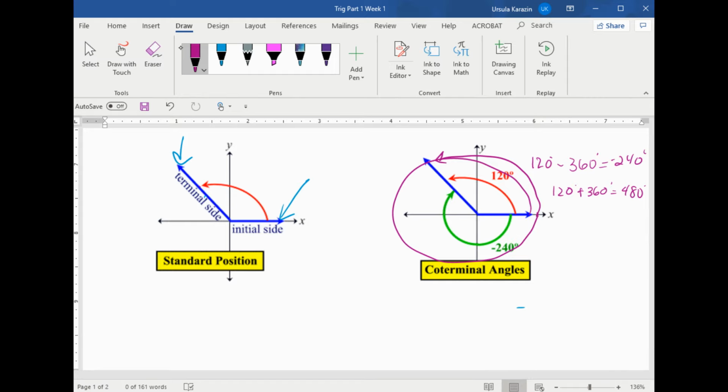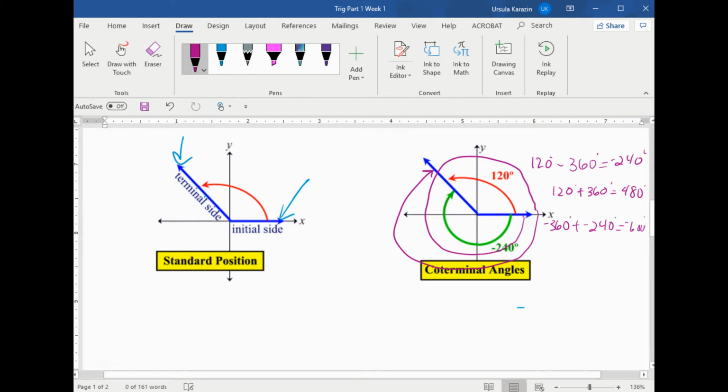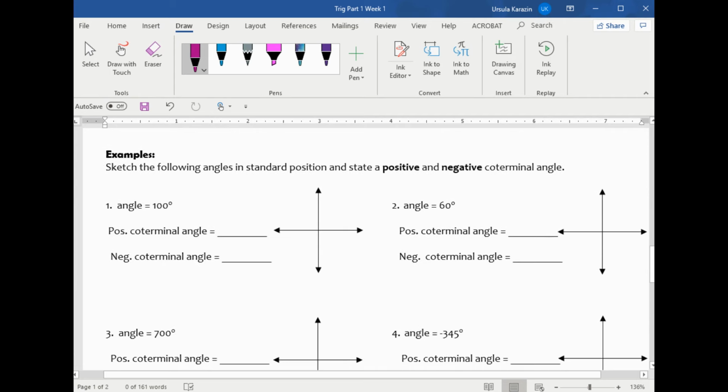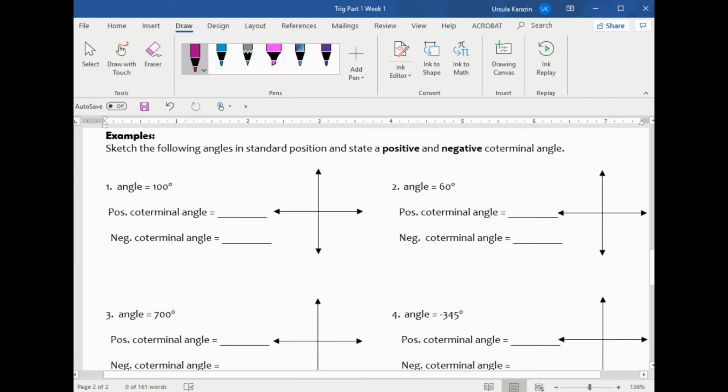All right. So if I could do that in the positive direction, I could also do it in the negative direction. I could have gone around 360 in the negative direction and then another 240. So I could have done negative 360 plus negative 240 and gotten negative 600. And those are also coterminal angles. So don't worry, I'm going to show you on this next page in a little more detail how to find those coterminal angles. So let's practice.